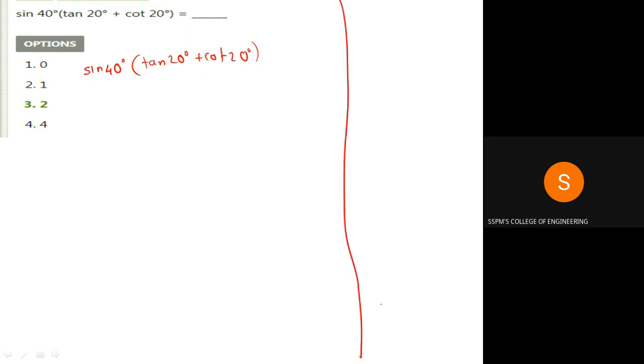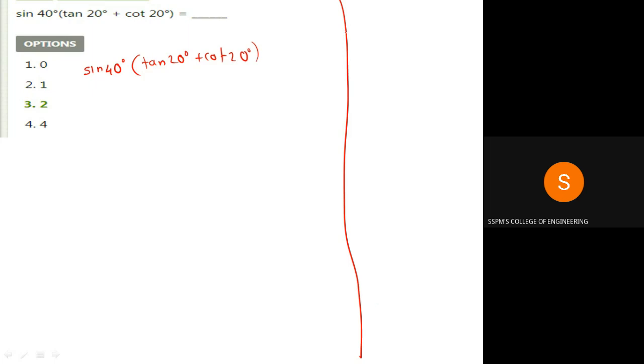Next example. Such examples will be asked in your exam. What is given here? You are given sine 40 degree, tan 20 degree plus cot 20 degree. You should know some formulas before solving these equations. I will write all the required formulas on the right side of the board. So tan 20 plus cot 20.